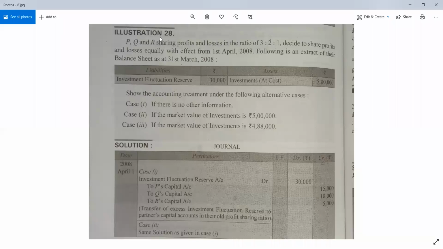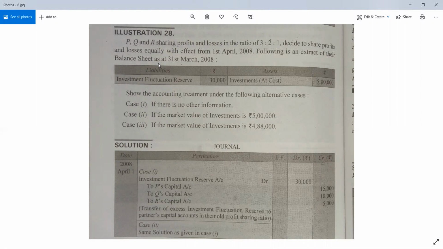We will go to the next question now, illustration 28. Hopefully illustration 27 is clear along with the extra question. Okay, right. So now we'll go to illustration 28. What is given here? P, Q, and R are sharing profits and losses in the ratio of 3:2:1. This is their old ratio. Clear?